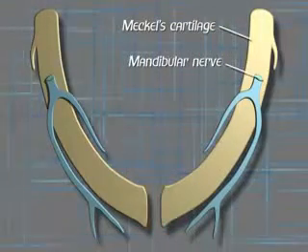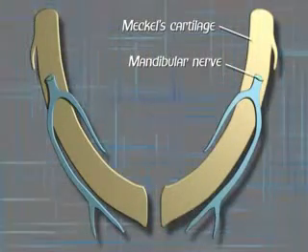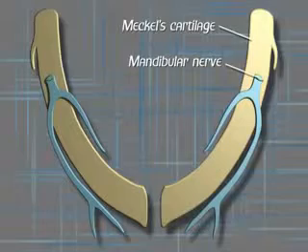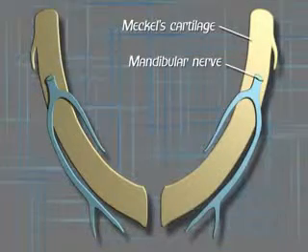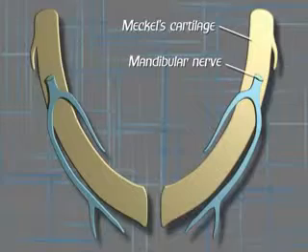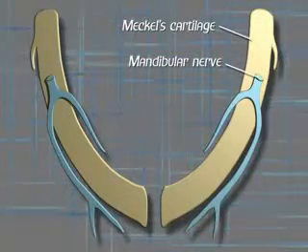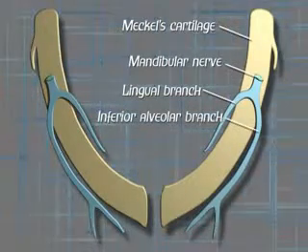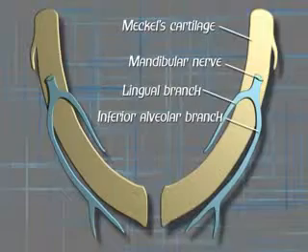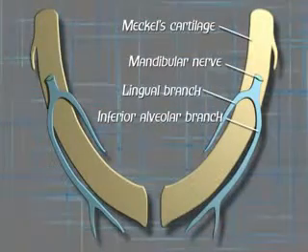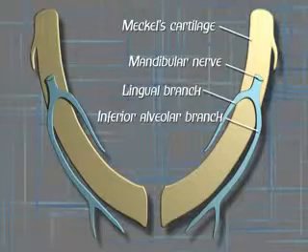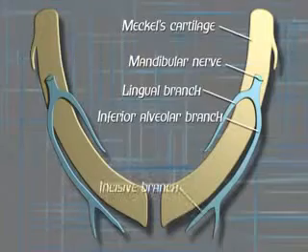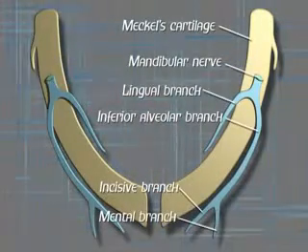The mandibular branch of the trigeminal nerve, which is the nerve of the first arch, has a close relationship to Meckel's cartilage. It begins 2/3 of the way along the length of the cartilage. At this point, the mandibular nerve divides into the lingual and the inferior alveolar branches, which run along the medial and lateral aspects of the cartilage respectively. The inferior alveolar nerve further divides into the incisor and mental branches anteriorly.